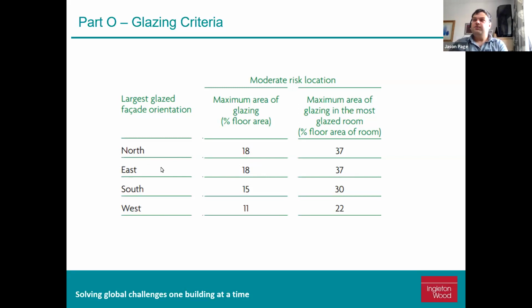So if you have a house type that is repeated, it may not comply if it is orientated in a different direction, unless you've designed for the worst case, which is usually the west face and facade, where you're only allowed 11% of the floor area's glazing. And that can be not a lot.